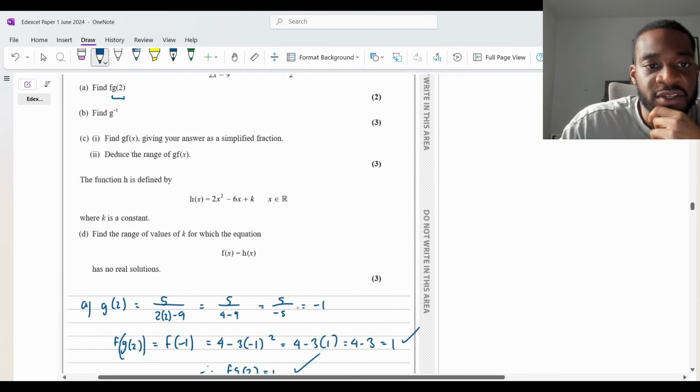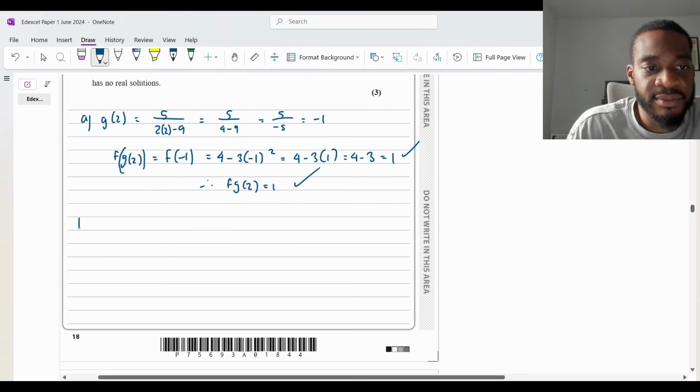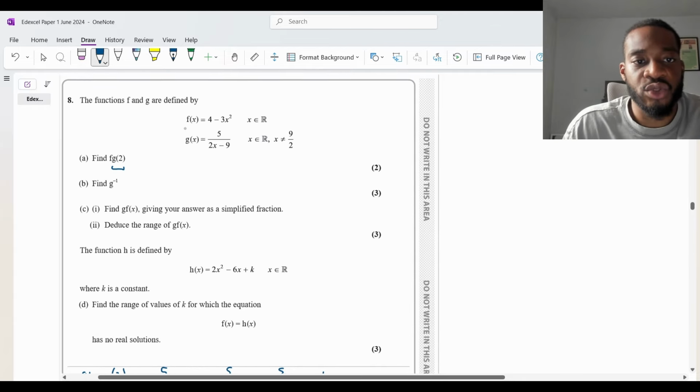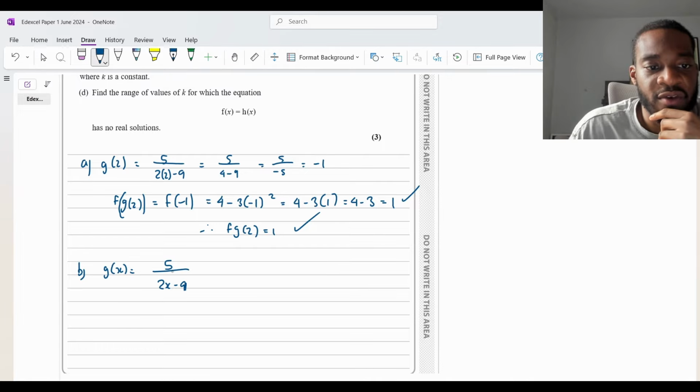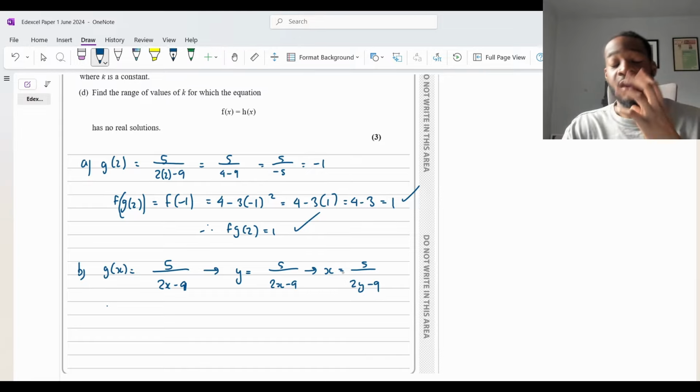So the inverse of g. Okay, so part B, we need the inverse of g. What is g of x equal to though? G of x is equal to 5 over 2x minus 9. So to find the inverse, just replace that with a y. So I'll do it here. Say y is equal to 5 over 2x minus 9. And then we interchange x and y. So I'm going to say x is equal to 5 over 2y minus 9. And then our job is to make y the subject.